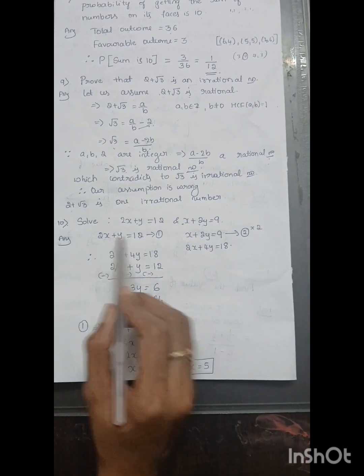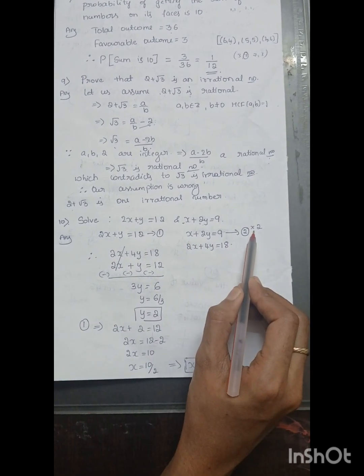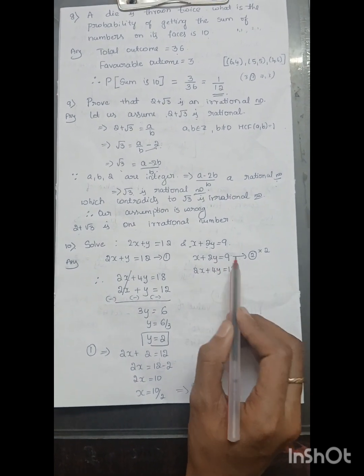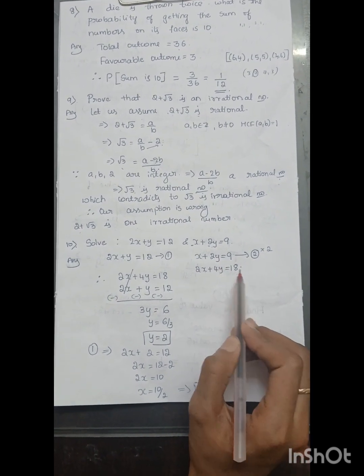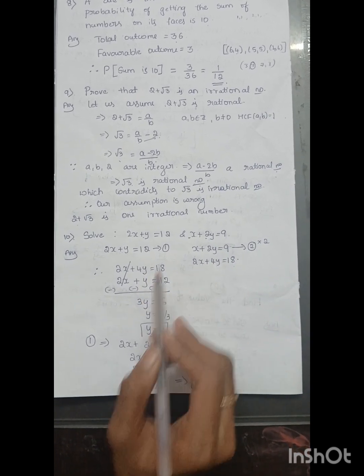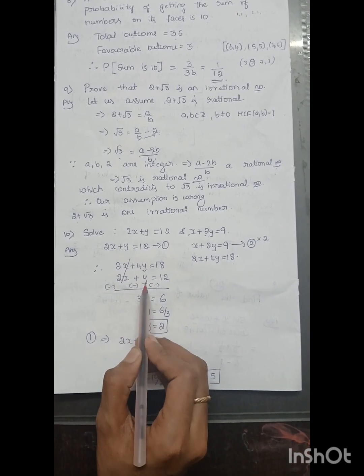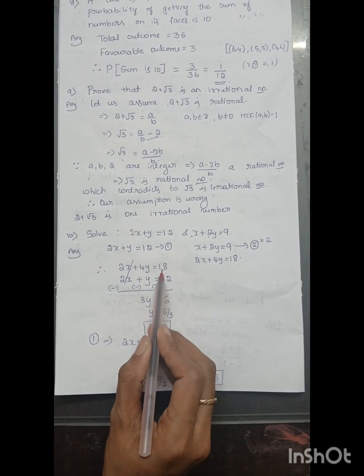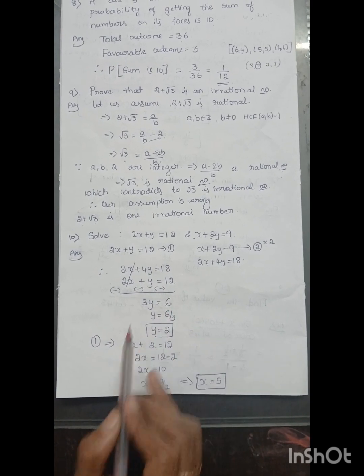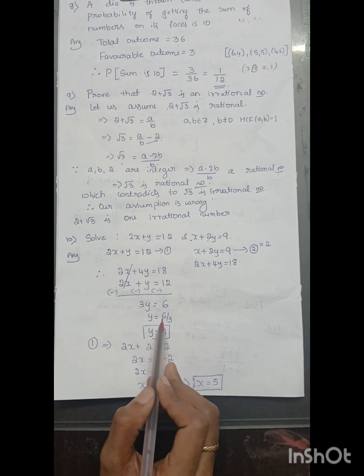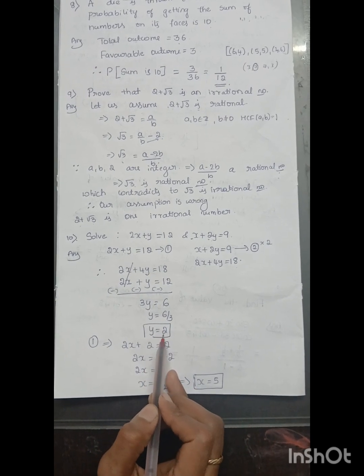To make the coefficient of x the same, I have to multiply this equation by 2. So 2 into x is 2x, 2 2s are 4 and 9 2s are 18. On solving these two equations, I will get 2x minus 2x is 0, 4y minus y is 3y equal to 18 minus 12, which is 6. 3 is multiplied, comes to this side, becomes divide. So y equal to 6 by 3. So y equal to 2.